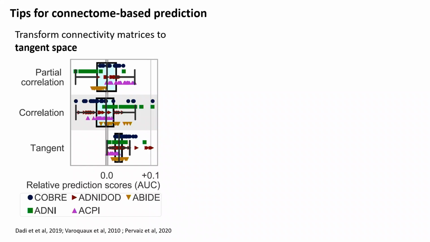So here are some tips if you're training a connectome-based prediction model. One thing to consider is this concept of a tangent space, which can improve prediction accuracy. Rather than using partial correlation or correlation, if you map your connectivity to a tangent space, this can improve prediction accuracy, although the improvement is modest. It doesn't make a huge difference.